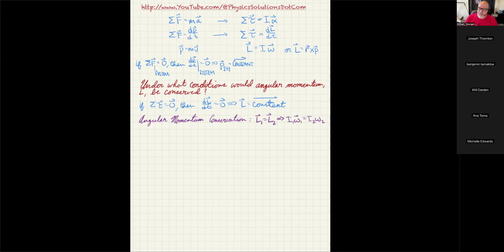If the I got really big and the I omega has to be the same, then that means the omega is going to have to slow down. So that's why you see when an ice skater has her arm or his or her arms up above their head like that or down by their side like this and their legs are really closed in, they're spinning quite rapidly.